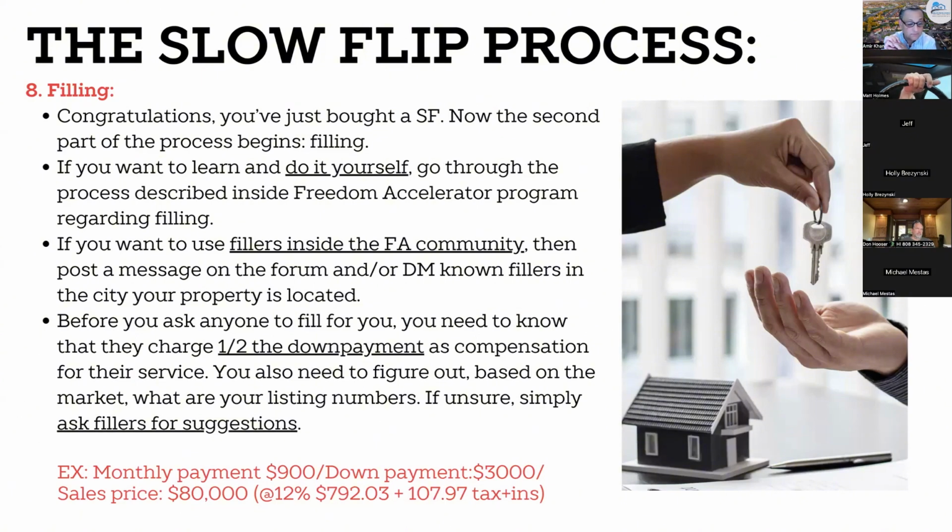And then yeah, once you're working with fillers, make sure you know the listing numbers for your new slow flip. So for example, you're looking at $900 a month in monthly payments, and you're looking for a down payment of about $3,000 and a sales price of $80,000. So in this case, it's at around 12%, which is $792.03 plus $107.97 for taxes and insurance. Now, these are the numbers you can tweak based on what the usual interest rate is for that state. If the interest rate is 12, then you can't go over $792.03. You can have taxes and insurance, and even if that doesn't work, you can put up some kind of administrative fee. And so your fillers are really good with this. They can help you with this.